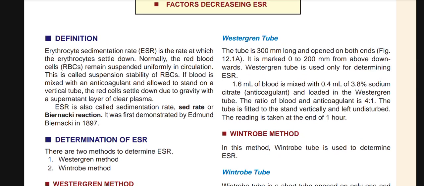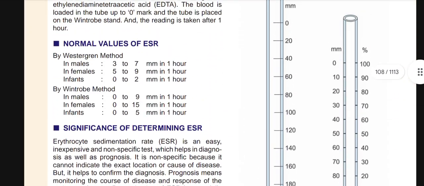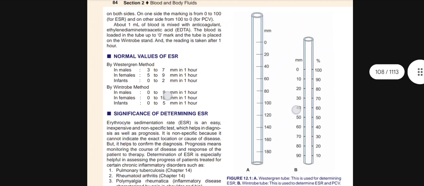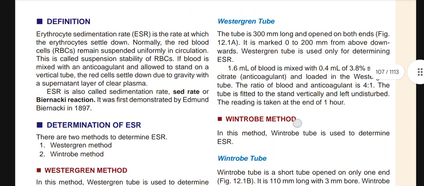What is a Westergren tube? The tube is about 300 mm long and opened on both ends. You can see the diagram. This long tube is the Westergren tube. The tube is 300 mm long and opened at both ends, and it is marked 0 to 200 mm from above downwards. The Westergren tube is used only for determining the ESR.